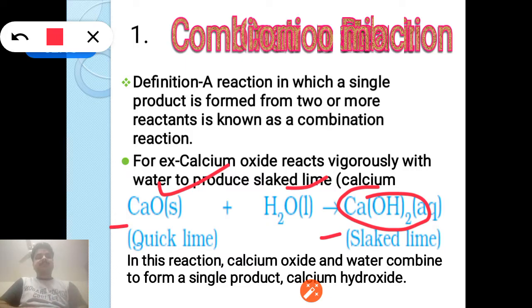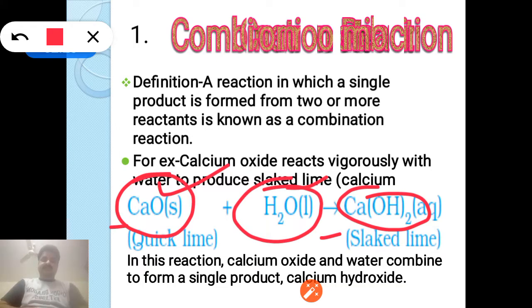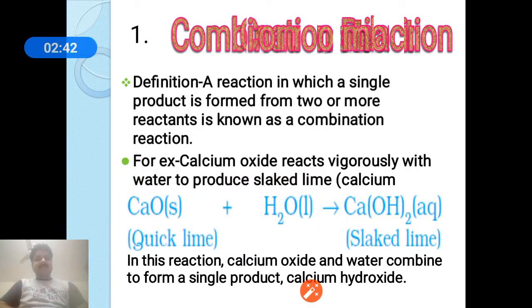So when calcium oxide and H2O, two reactants, are there, one is calcium oxide, another is H2O, water. The calcium oxide and water molecules combine to form a single product. Now see, there are two reactants here, calcium oxide and H2O, and we will get a single product here, that is calcium hydroxide. So this is an example of a combination reaction.